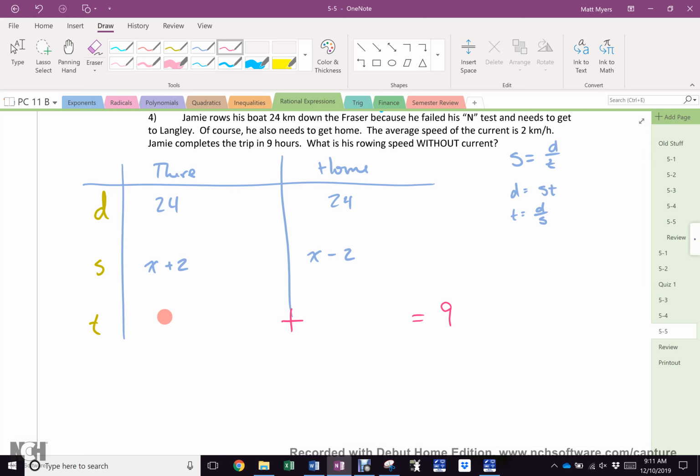Say it. Distance over speed. Do we have a distance? What is it? Do we have a speed? What is it? Do we have a distance home? Do we have a speed? Do I now have an equation? Can I solve it? Yeah. Should I solve it? Yeah. Good. Solve it.